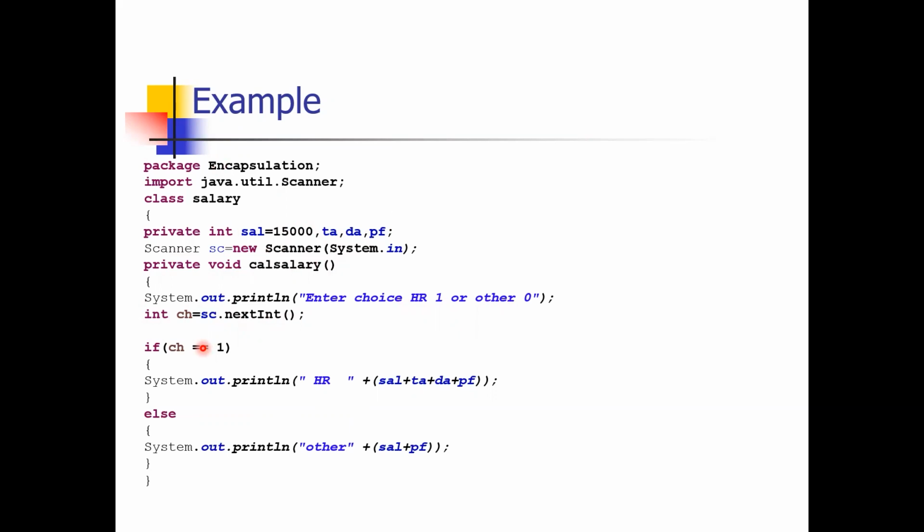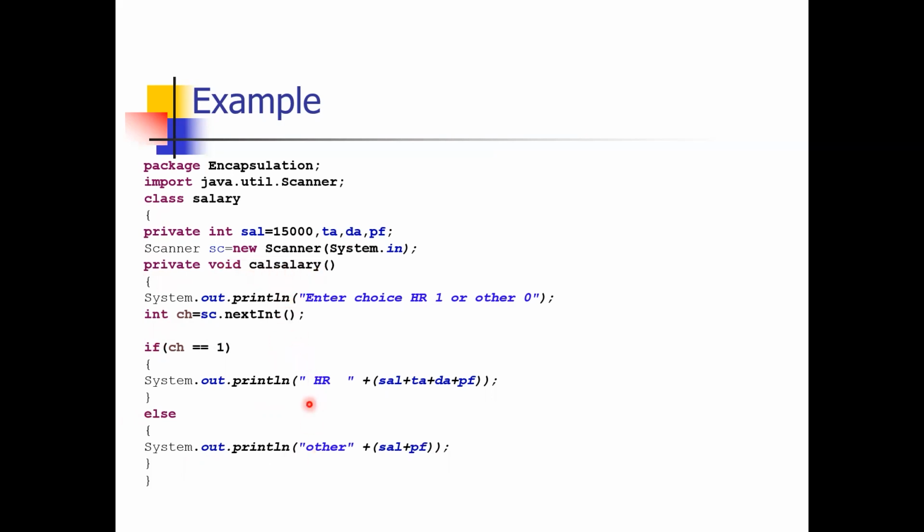Now the condition, an if-else conditional statement. If choice equals 1, then SOUT, it will be HR. And for HR salary, we have mentioned sal plus TA plus DA plus PF. The calculation means all these parameters will be added over here. Plus sign means taking values from here. If ch is not equal to 1, meaning choice is not 1, then definitely the choice is other, it will be a non-HR person. For a non-HR person, we are mentioning sal plus DA.